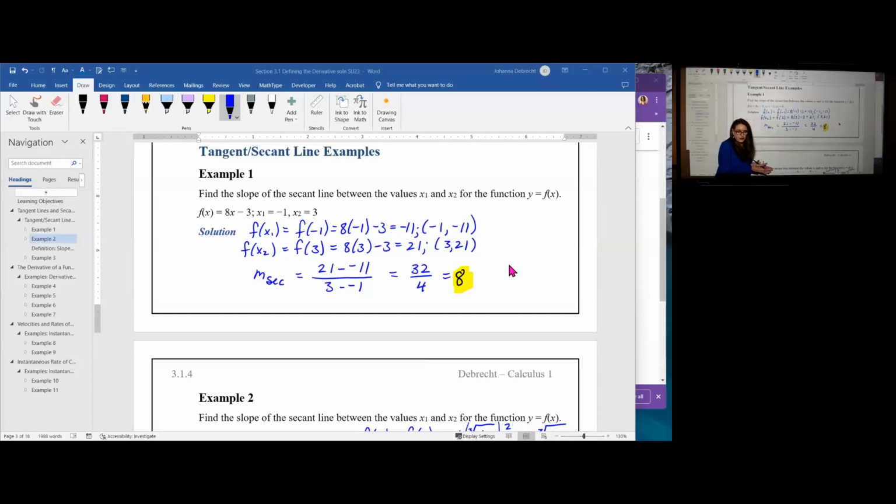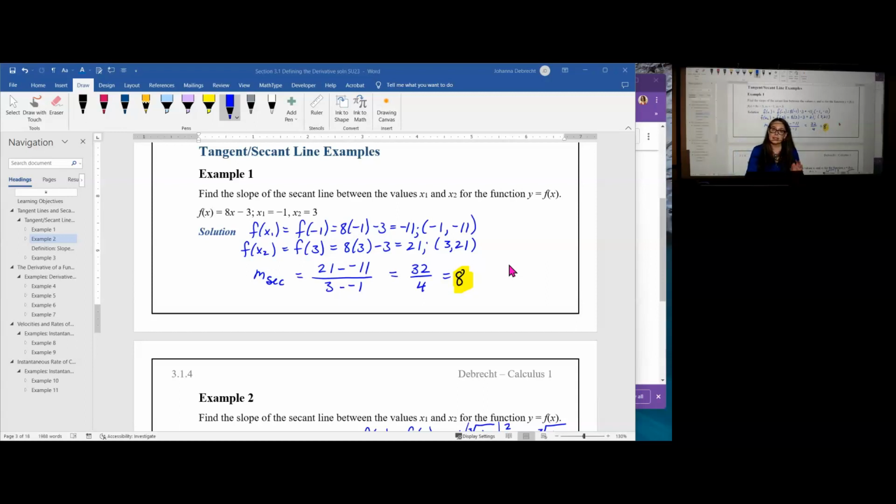Did you get 8 for example 1? First, we find the function value at -1, which turns out to be -11, giving us the ordered pair -1, -11. Then we find the function value at 3, giving us the ordered pair 3, 21. Then we apply the difference quotient. It doesn't matter which point you take first, as long as you're consistent. The 21 and the 3 have to come from the same ordered pair, as do the -11 and the -1. And that gave me a slope of 8.